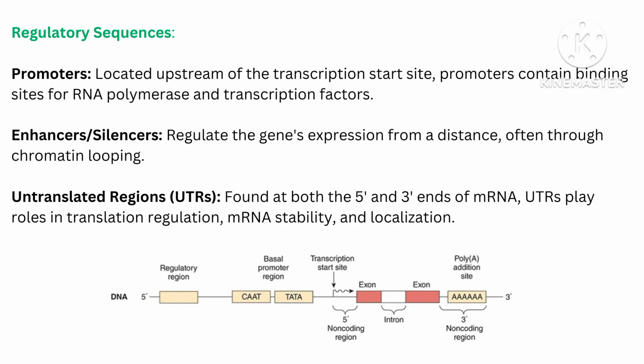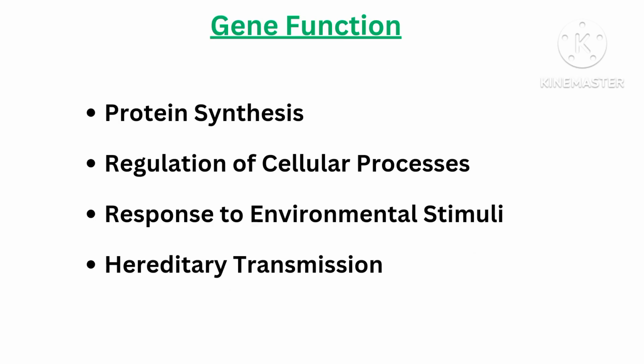Untranslated regions, UTRs, are found at both the 5' and 3' ends of mRNA. UTRs play roles in translation regulation, mRNA stability, and localization. Gene function: human genes serve a variety of roles, including protein synthesis. Genes encode proteins that perform structural, enzymatic, signaling, and transport functions.